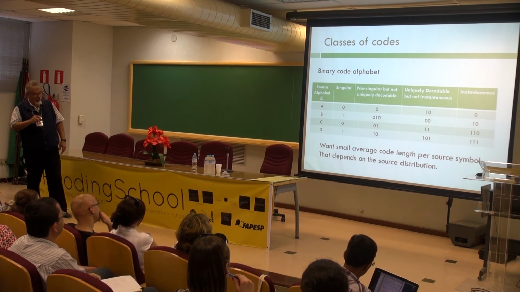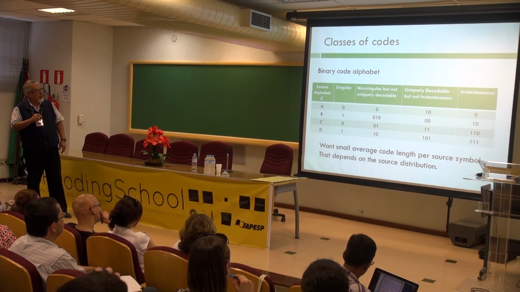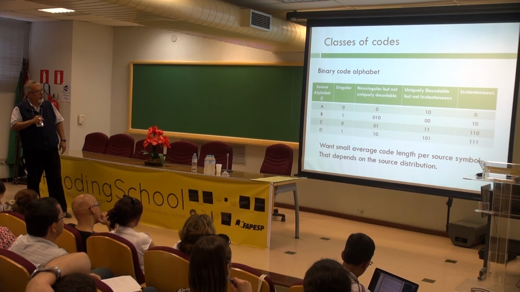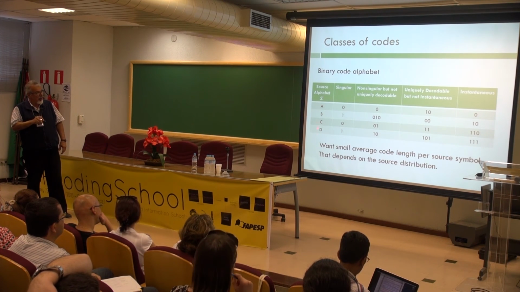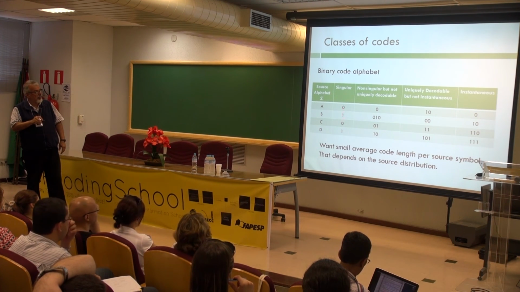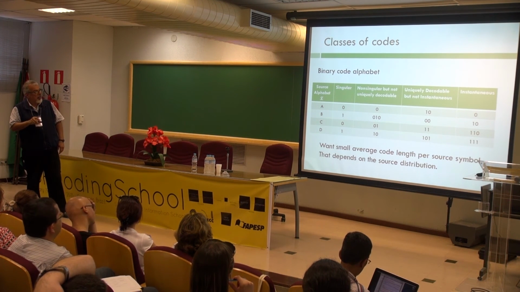Okay, so here we have a number of examples of binary codes. Suppose the source alphabet has these symbols: A, B, C, D. I avoided numerics here so as not to confuse them with the code alphabet. Here's a singular code. Look, 0 is the code word for A and C, so that's not very useful.